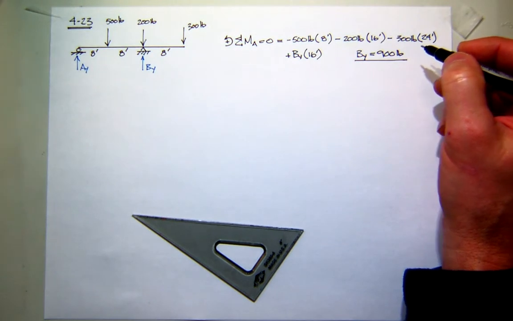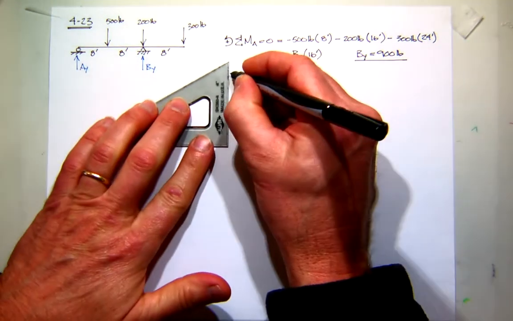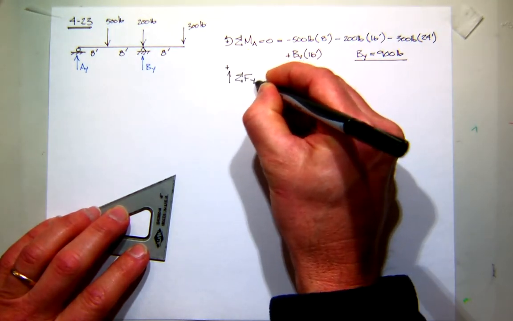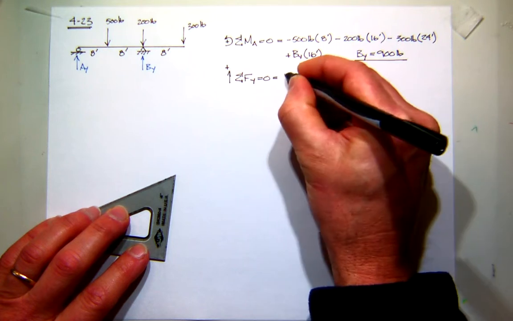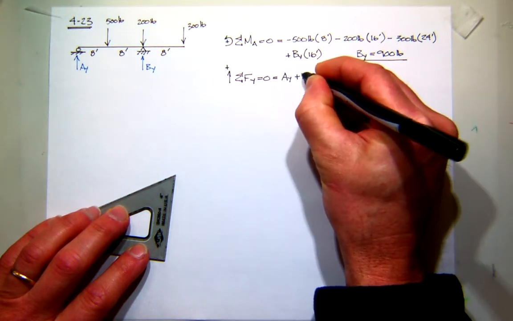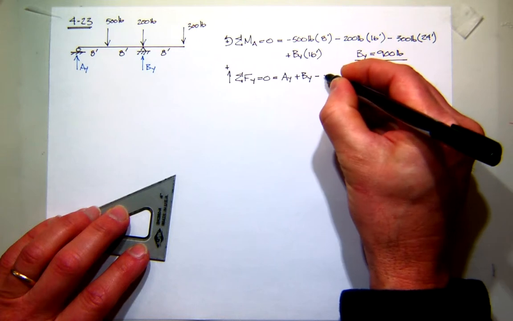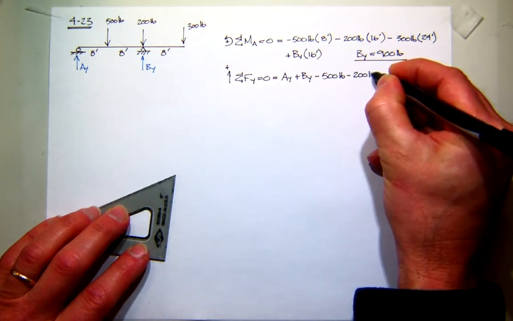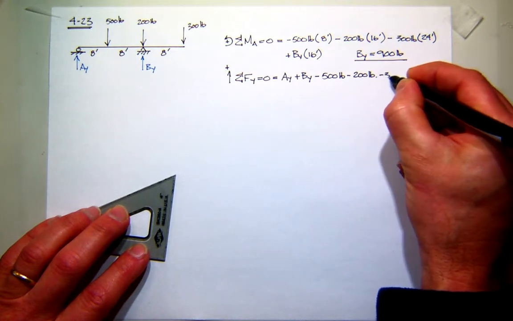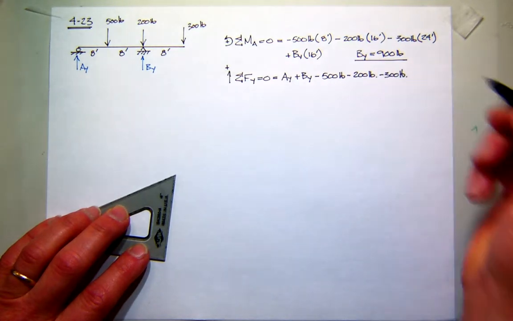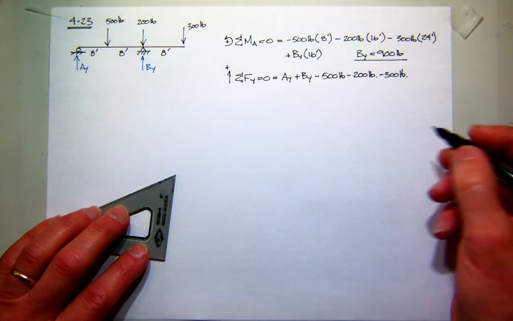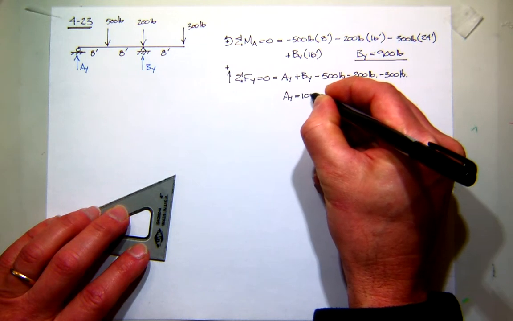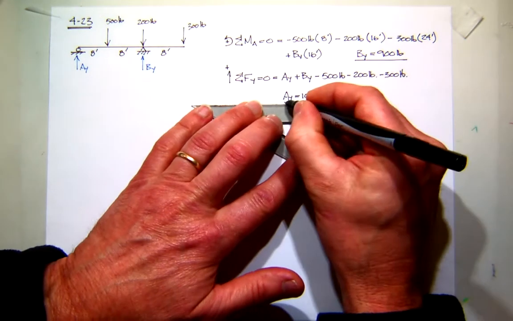Okay. So then we can sum forces in the y direction, and we'll have AY and BY acting up, and then all these other forces, 500, 200, and 300, acting down. And that's 1,000. So it looks like AY is 100. That sound familiar? Yeah.